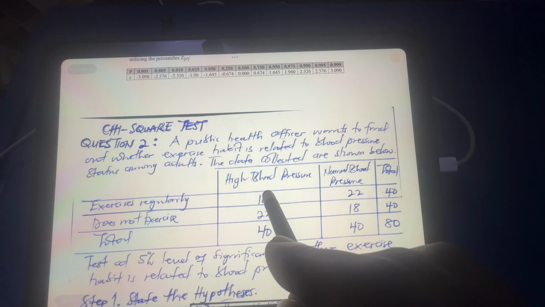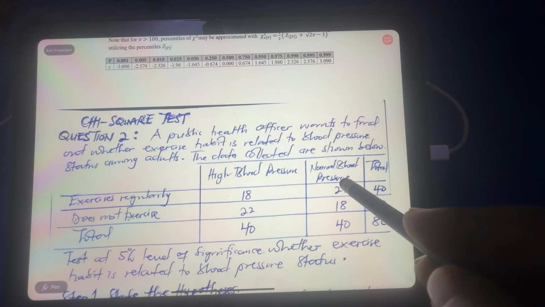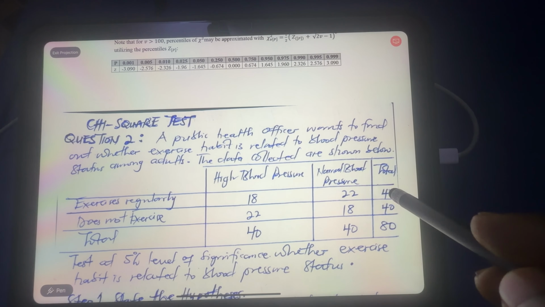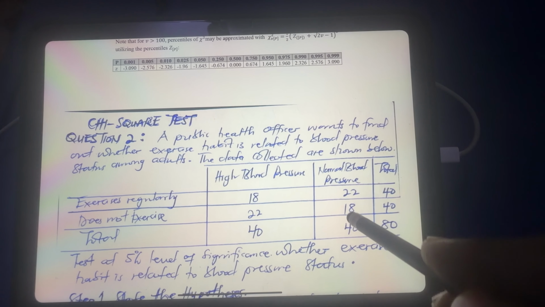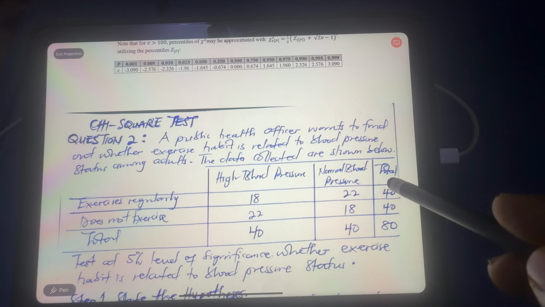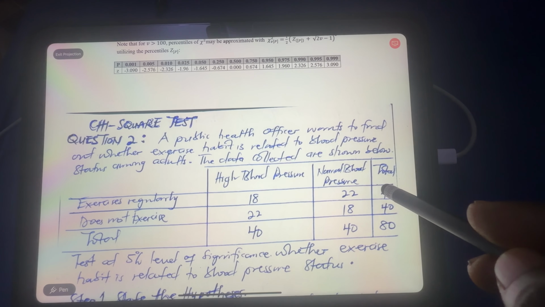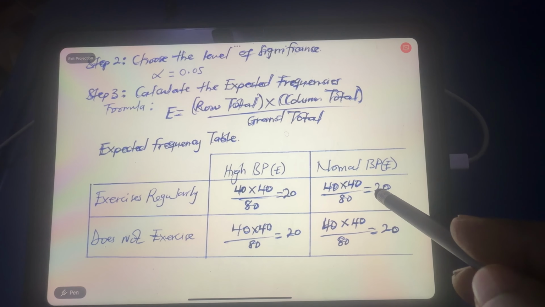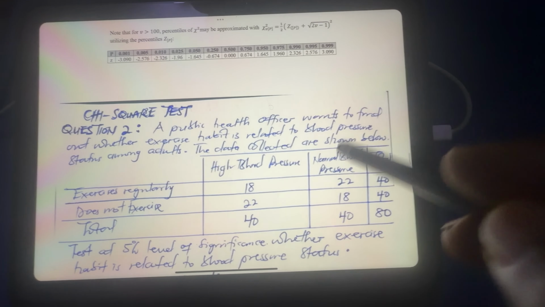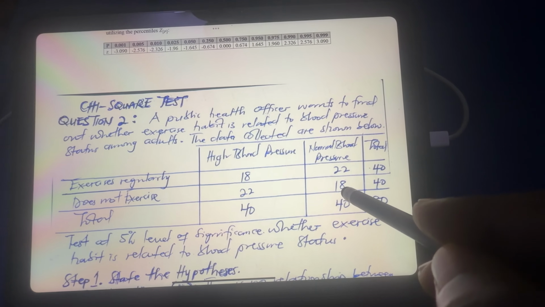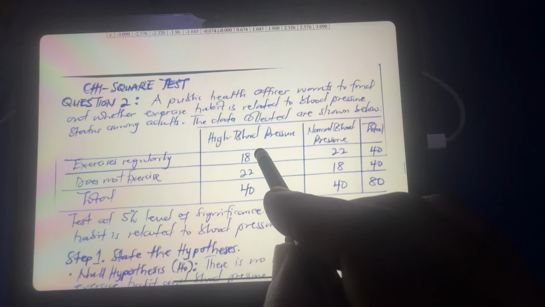Then you come to this 22. For the expected frequency for this 22, the row total is still 40. Then the column total, trace down here, is also 40. The formula says multiply this 40 by this 40 and divide by 80, and that is what has been done over here. So 40 multiplied by 40 divided by 80 is equal to 20. Okay, good. Then you come back to this portion, where we are calculating the expected frequency for the other 22.